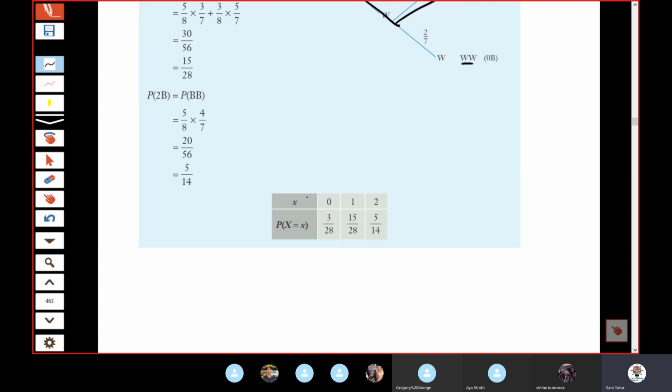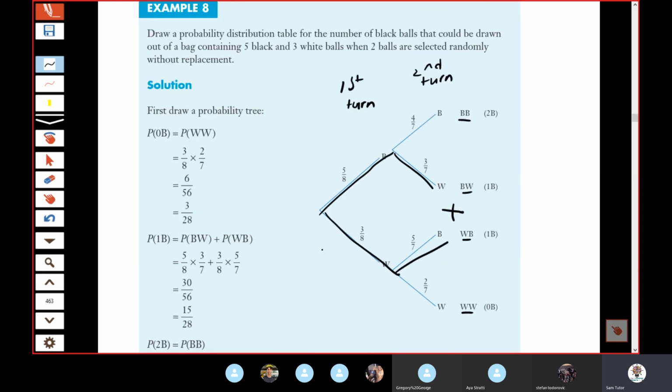0, 1, or 2. And what does X stand for? Amount of blacks. So you getting 0 blacks, you getting 1 black, you're getting 2 blacks. Cool. That's how this works.